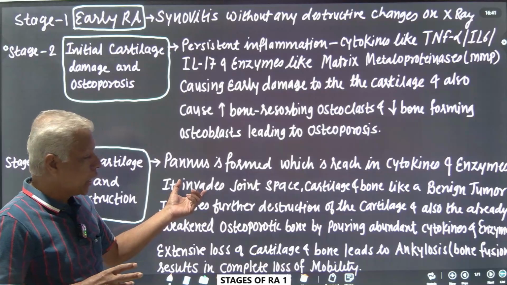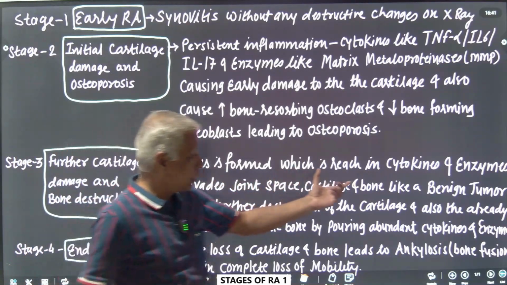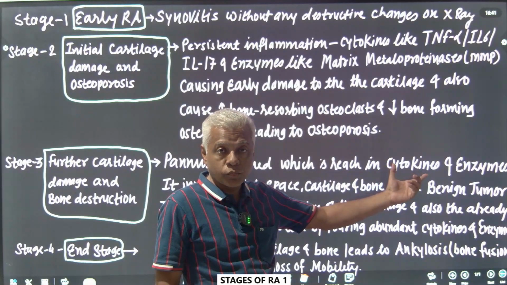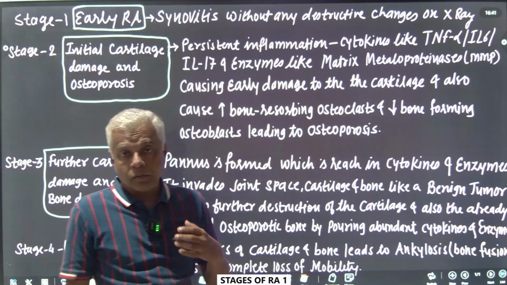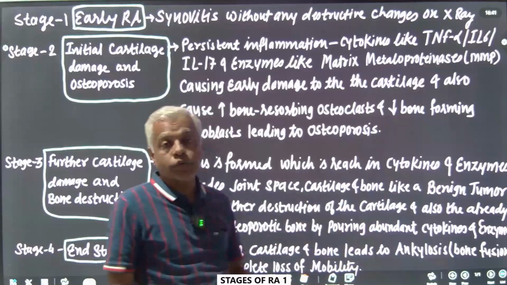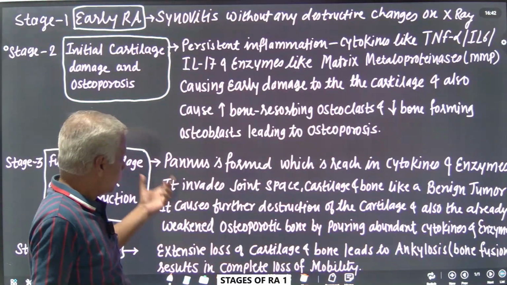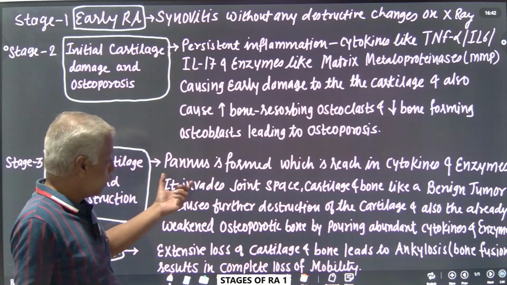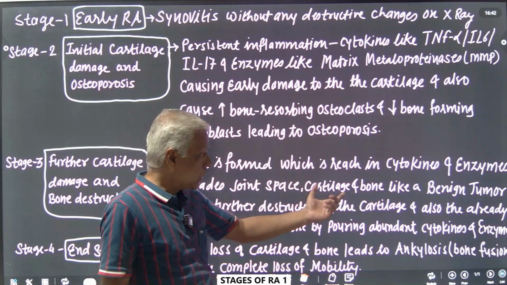So because of that the cellular concentration is more, because of that they are going to secrete more cytokines because there are more macrophage-like cells, and more MMP or more enzyme because of the higher concentration of the fibroblast-like cells, and it invades a joint space. So this PANNUS which is formed, what it does, it invades the joint space, cartilage and the bone.